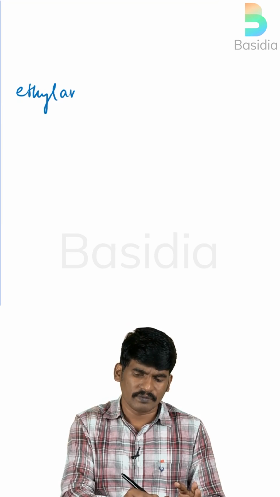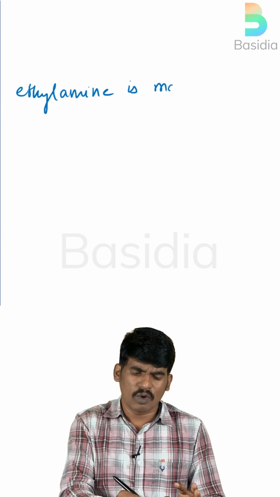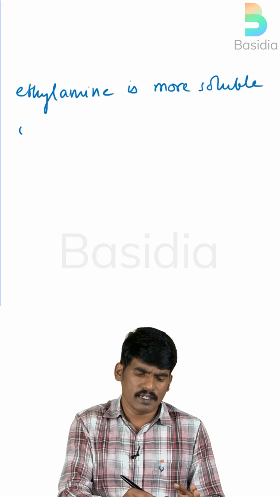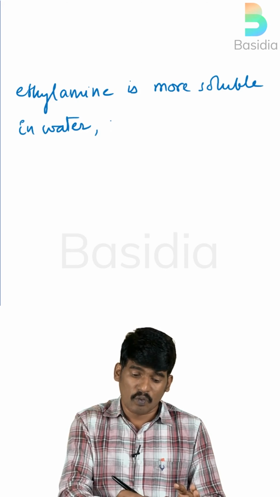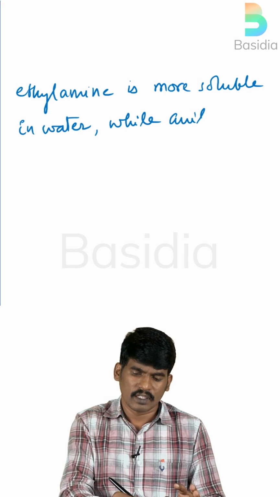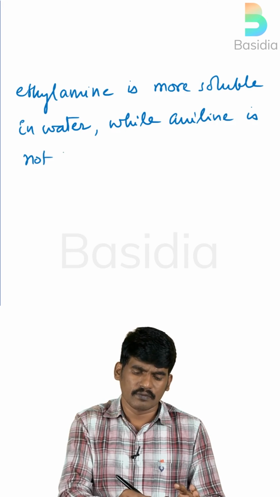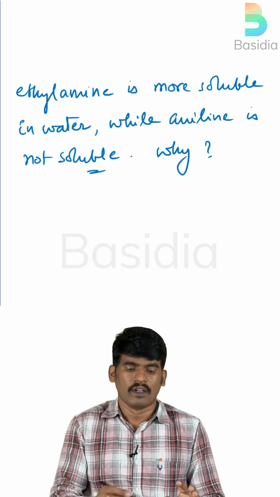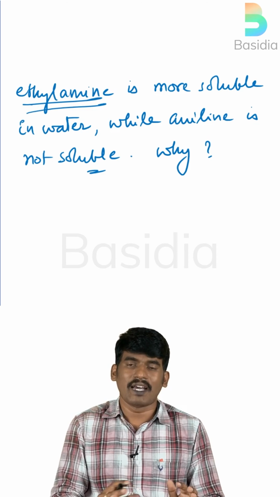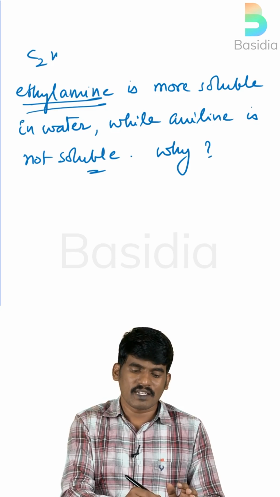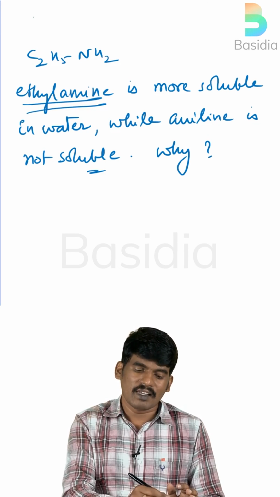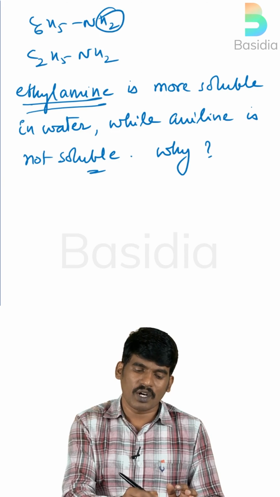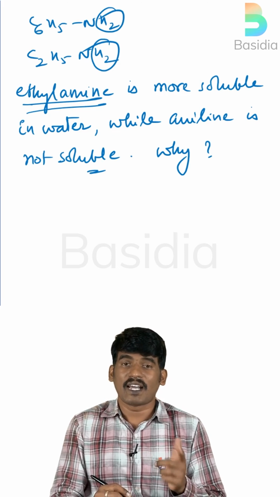So alcohols are more soluble than amines. In another way, sometimes they will ask a question like: ethylamine is soluble in water, while aniline is not soluble. Why? Can you guess? Ethylamine is C2H5NH2 and aniline is C6H5NH2. Aniline also has two hydrogens, but ethylamine is more soluble.